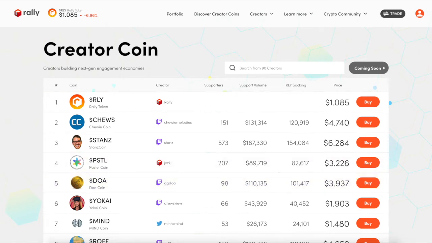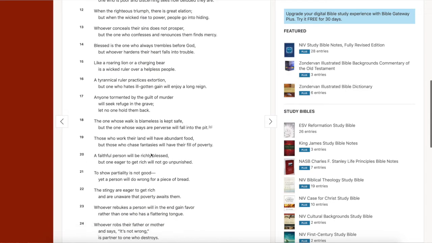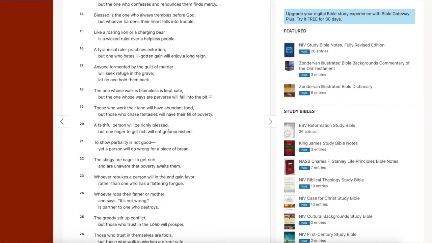As always, we'll leave you guys with a wisdom one-liner. Proverbs chapter 28, verse 18: The one whose walk is blameless is kept safe, but the one whose ways are perverse will fall into the pit. We've already read this one, but this is important to go over again, guys. So you want to walk the straight and narrow path. You'll be blessed and rewarded for that. The one who's perverse and goes out there wild will fall into the pit. So guys, be smart about what you're doing. All the actions that you take have consequences, so keep that in mind.